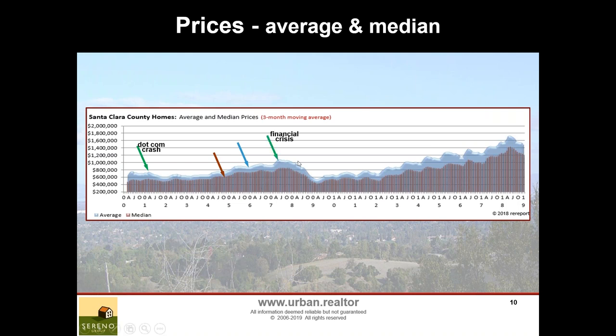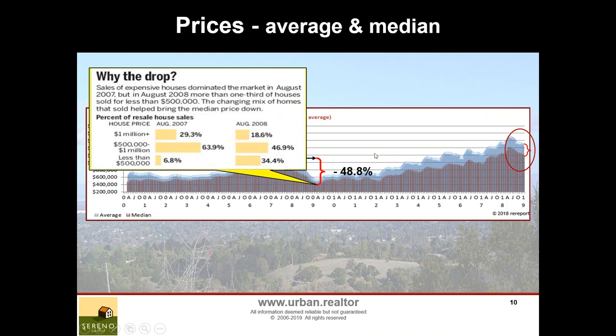If we look at the financial crisis that started back in 2007, and the kind of correction we experienced during that period of time, we see it's a much more dramatic one. And that was not just a Silicon Valley correction, but a global economic crisis that spread all over the world, all over the United States and so on. And we can see here that we do have a divergence between median and average. That's simply because in Silicon Valley, on one hand, we have homes that are selling for $500,000, and on the other hand, we have homes that can sell for many, many millions and even tens of millions of dollars.